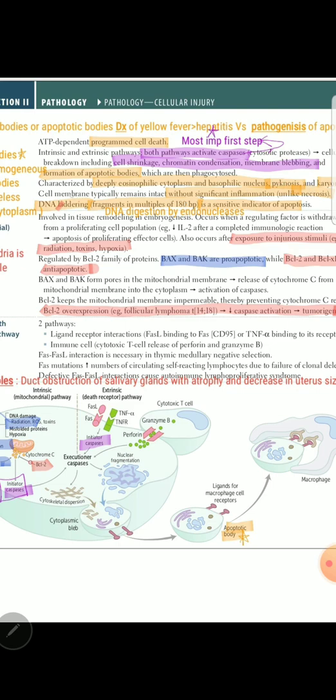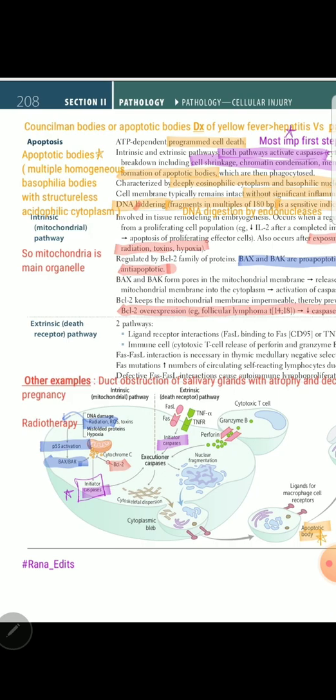And karyorrhexis in apoptosis is very specific, because it is programmed cell death, so the endonucleases will digest the DNA into ladders, multiples of 180 base pair usually. So the specific DNA laddering, or specific sizes of the DNA, are formed in the digestion process, and that is a very sensitive marker of apoptosis. So this DNA laddering is a sensitive indicator of apoptosis.